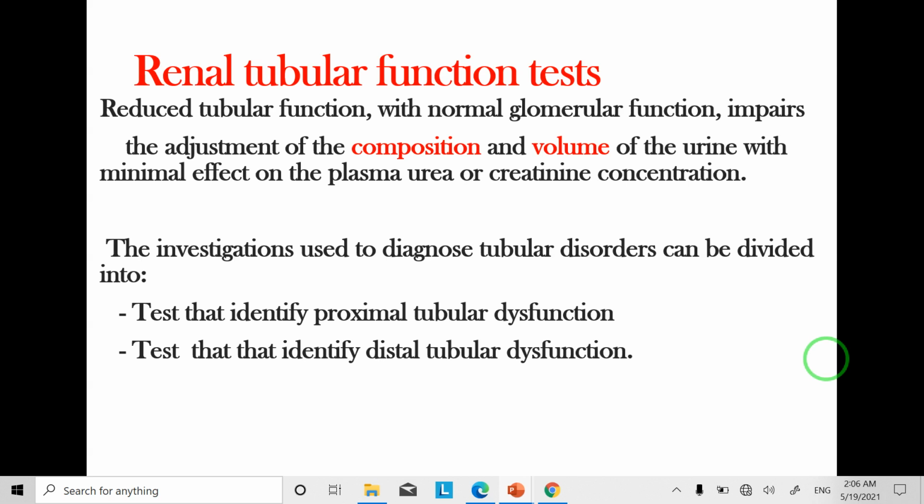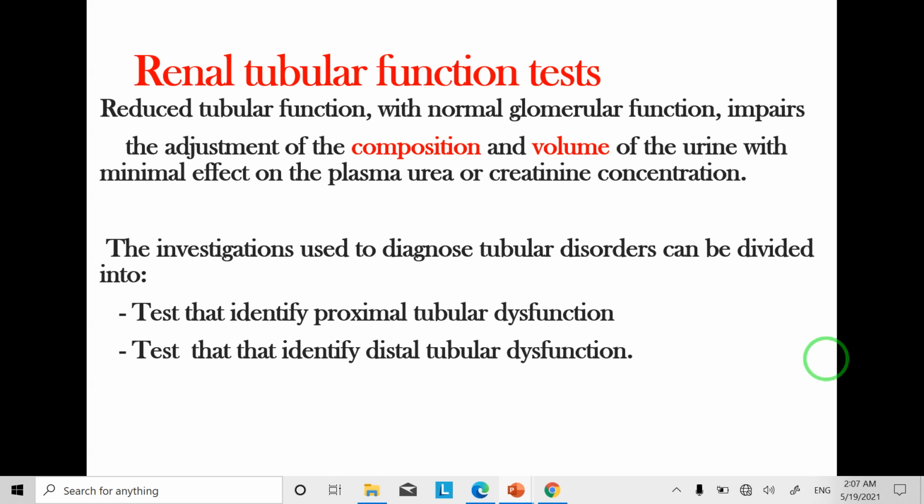If the glomerulus is functioning normally and the defect was only in the renal tubule, then the main defect is in the composition of the urine, because the processes of tubular secretion and reabsorption occur in the tubule. So if we have a defect in the tubule, the valuable materials are not reabsorbed back into the body, and the waste materials that are normally excreted in the urine are not excreted.